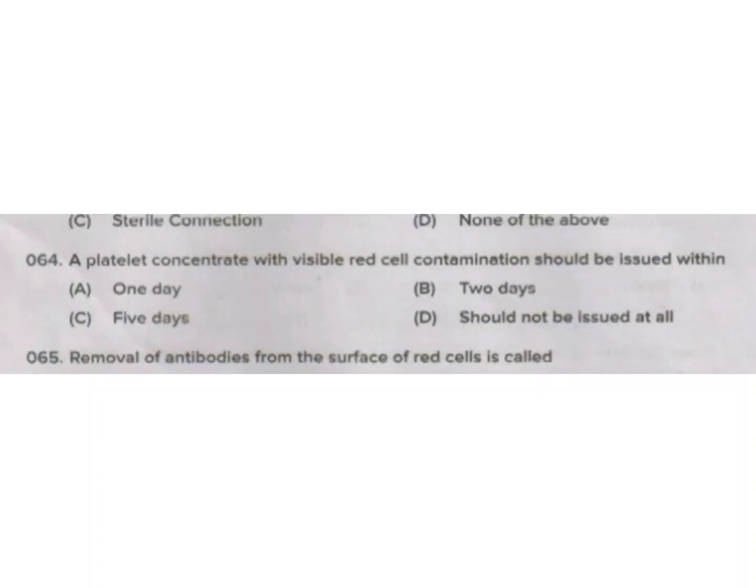Next question. A platelet concentrate with visible red cell contamination should be issued within. Four options are there. Option A 1 day, option B 2 days, option C 5 days, and option D should not be issued at all. The answer is option A 1 day.